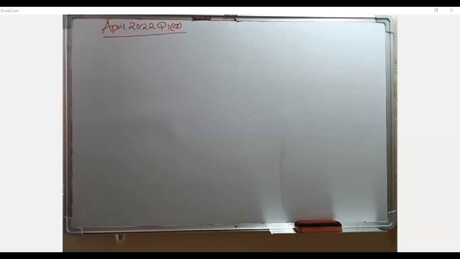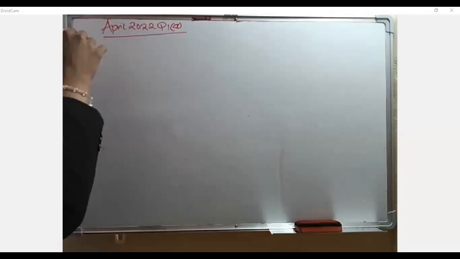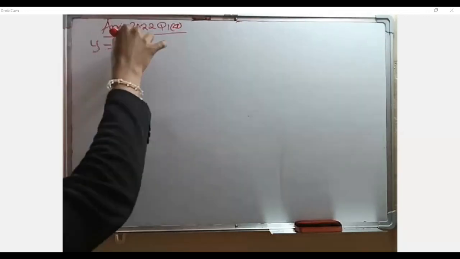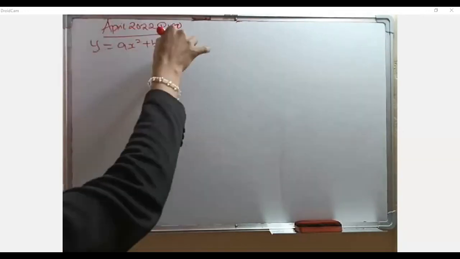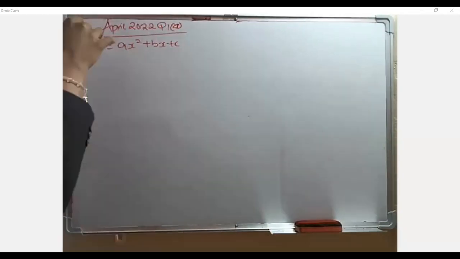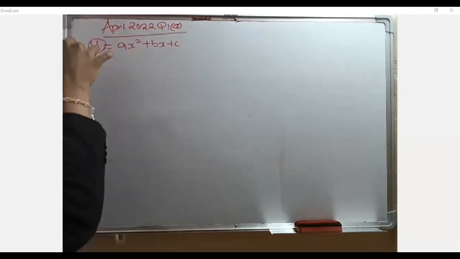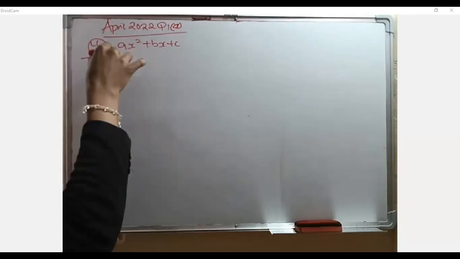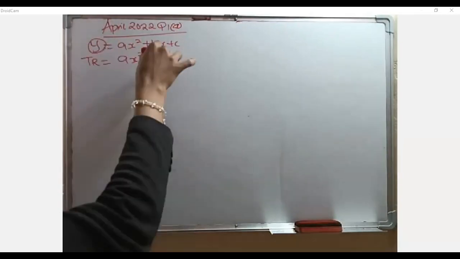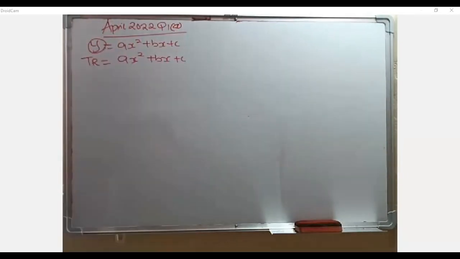Now, because you're going to start with the revenue function, this is how you're going to do it. Remember your general formula, we used to say y is equal to ax squared plus bx plus c. Now, your y here, you replace with the total revenue. You say the total revenue is equal to ax squared plus bx plus c. Now, the total revenue is already given.